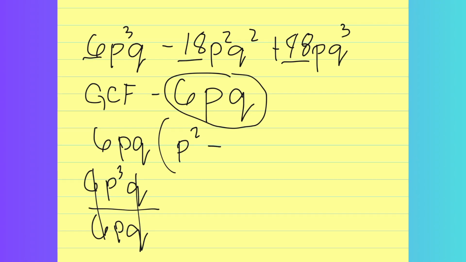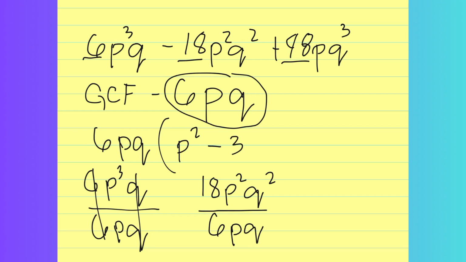Now, copy the operation. We have subtraction. Then, focus on the second term, 18p squared q squared. Divide it by our greatest common factor, 6pq. Now, how many 6 are there in 18? We have 3. And look at the variable p. p squared divided by p is p, and q squared divided by q is q. Next, copy the operation. We have addition.